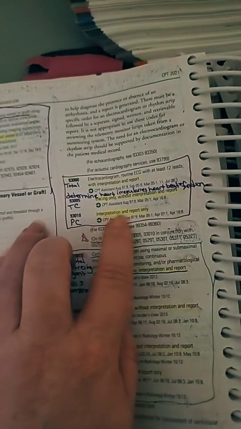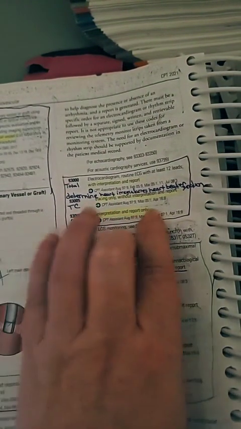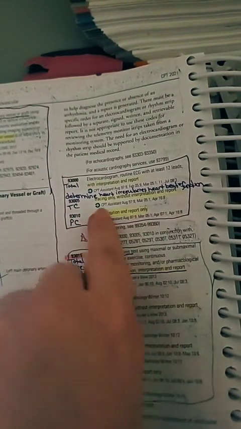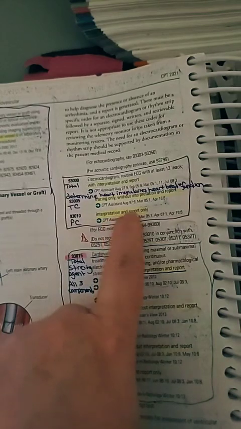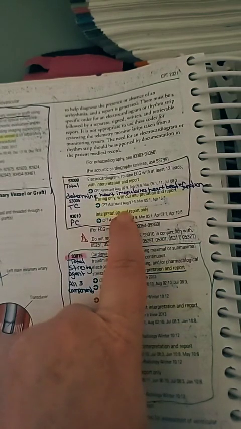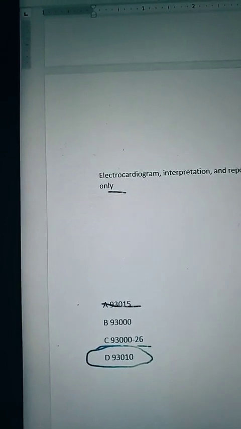This one takes the professional component modifier out of the equation. That modifier wouldn't go there because they're actually going to code a code for it. Because sometimes that's what 26 modifiers are for, interpretations. So, anyway, that was a super cool one.